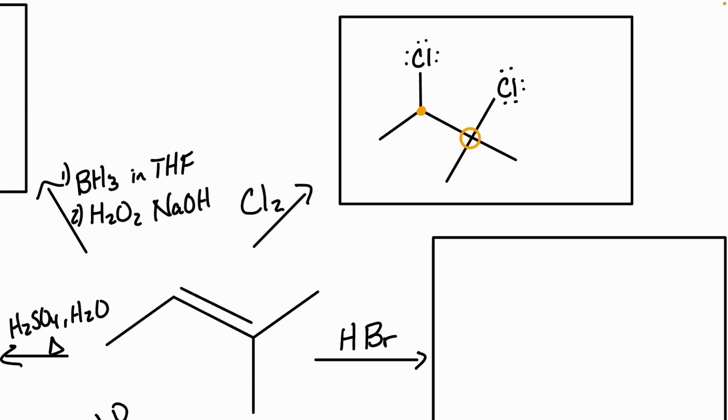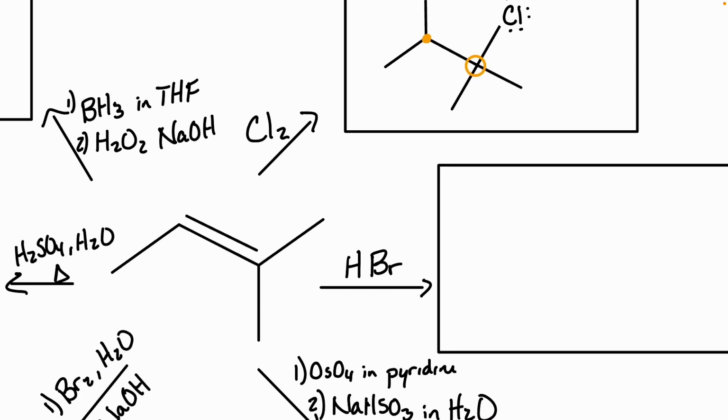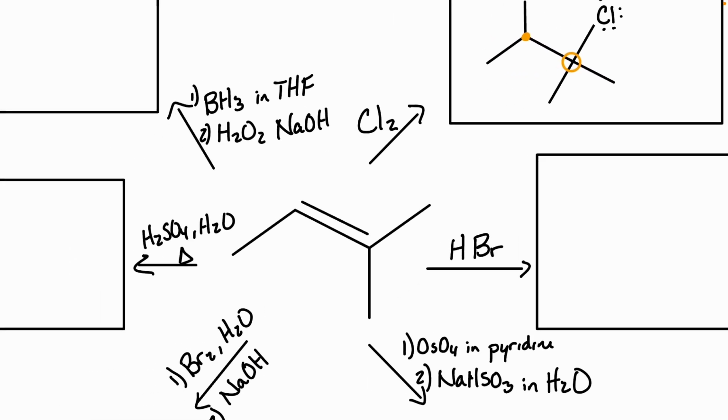This one is not. All right, and so this is going to save me for all of these here. I'm not going to have to worry about it because this carbon has two identical groups on it. So we won't need dashes or wedges in any of our products.